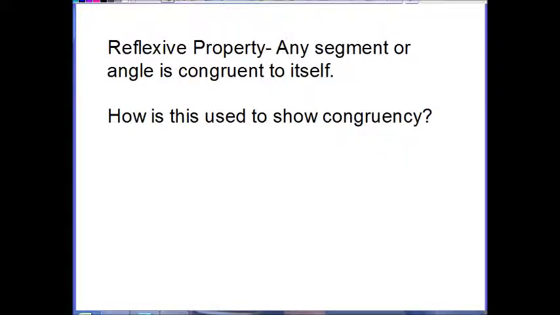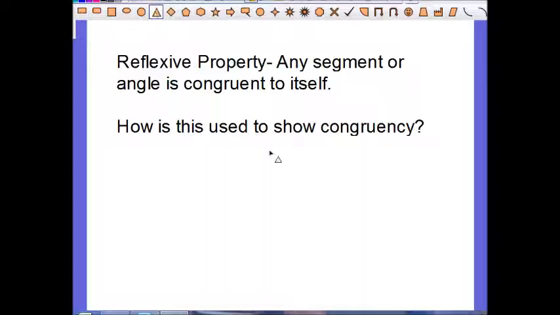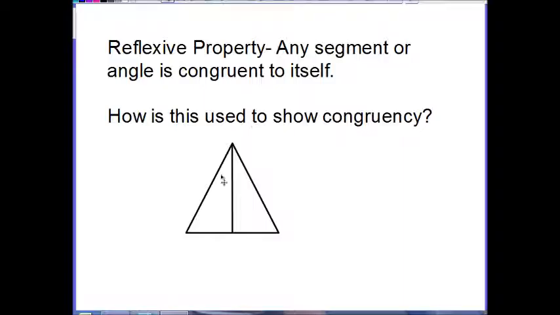Now, the reflexive property is that any segment or angle is congruent to itself. How is this going to be used when we talk about proving triangles congruent? What we have here is, if we have a triangle, and we have a triangle that's actually going to be congruent because of a reflexive line, not only do we have one triangle, but we have 2 smaller ones right here. So let's go ahead and throw some letters in here.